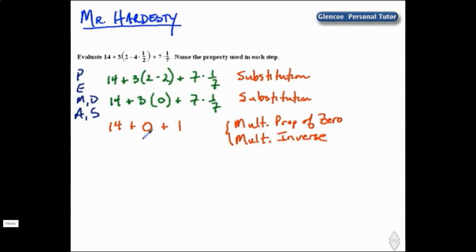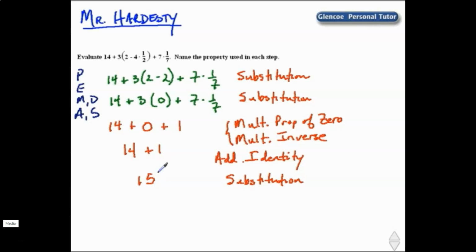Finally, it's addition, left to right, 14 plus 0 plus 1. 14 plus 0 is 14, and that is the additive identity. The additive identity says when you add 0 to any number, you get the number you started with. And finally, 14 plus 1 is 15, which is just as we started. That's substitution, as we've renamed and plugged in 15 for 14 plus 1.